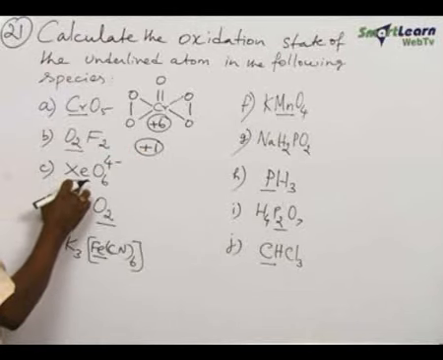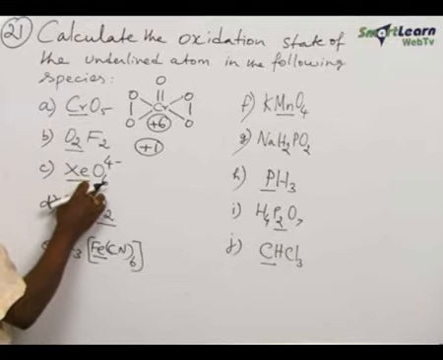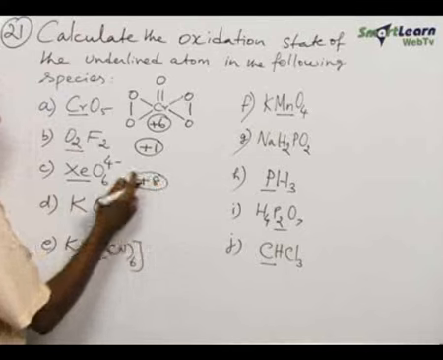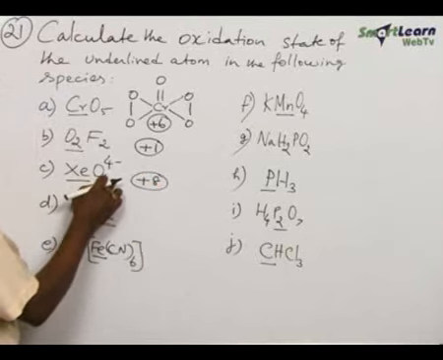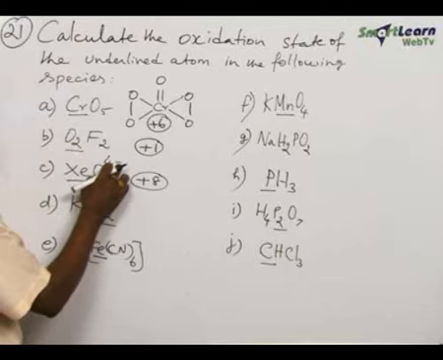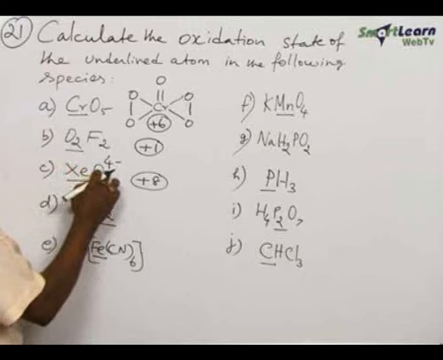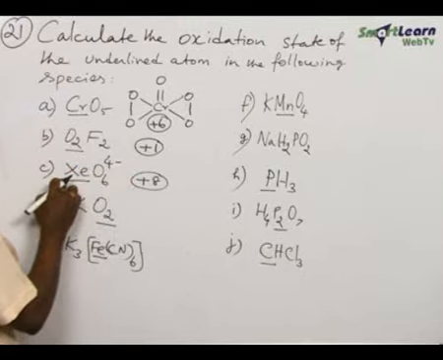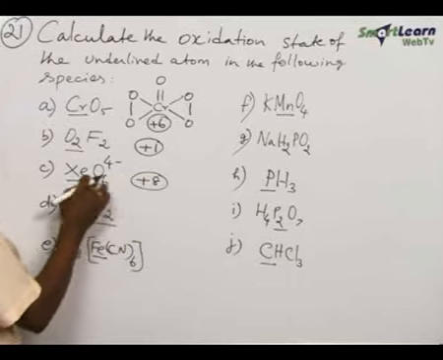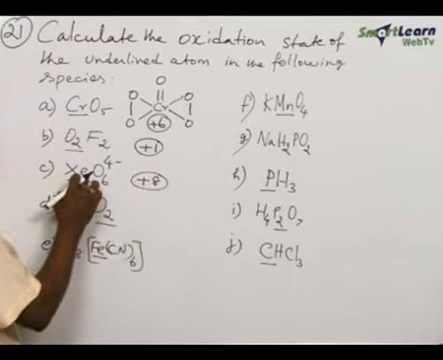Now C, XeO6 4-, this is the perxenate ion, and here xenon exhibits +8 oxidation state. Here there are 6 oxygen atoms, therefore -2 into 6, so -12. Here -4, that is the net result, because the sum of oxidation numbers is equal to -4 here. So x plus -12 must be equal to -4. Therefore, for xenon it should be +8. So +8 is exhibited by xenon here.